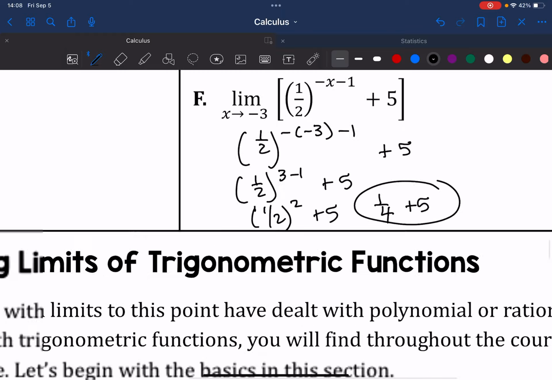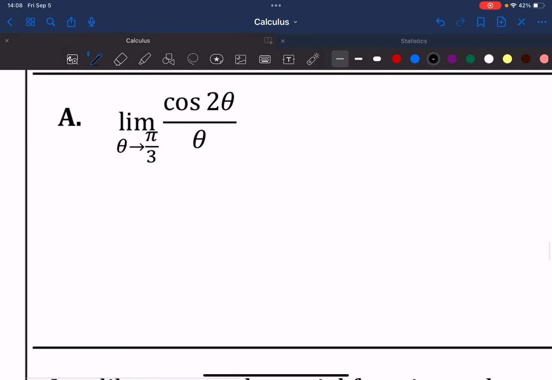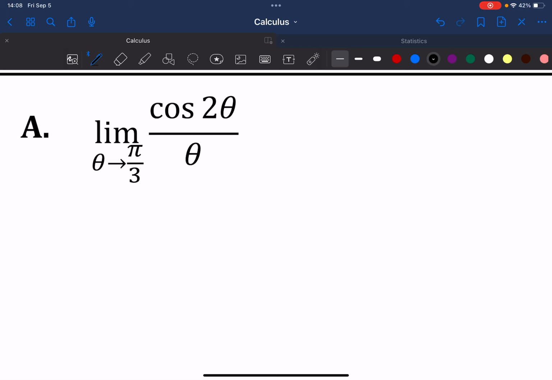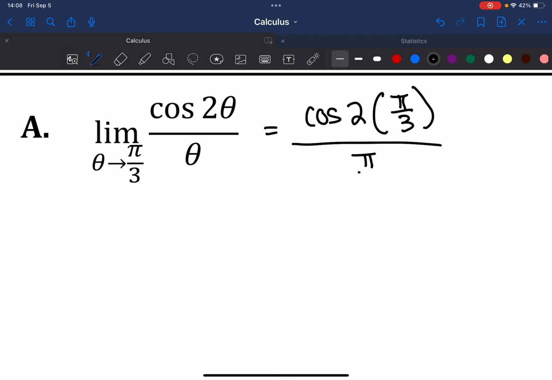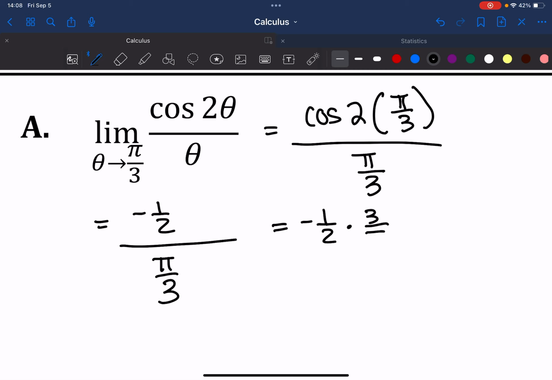Okay, now let's bring in some trig. So for these, it just wants us to do direct substitution. So cosine of 2 theta over theta, but theta is pi over 3. Okay. Cosine of 2 times pi over 3 is negative 1/2, and then I just bring down pi over 3. Since I'm dividing by a fraction, I can multiply by its reciprocal. So this is the same as saying negative 1/2 times 3 over pi, which gives me negative 3 over 2 pi.